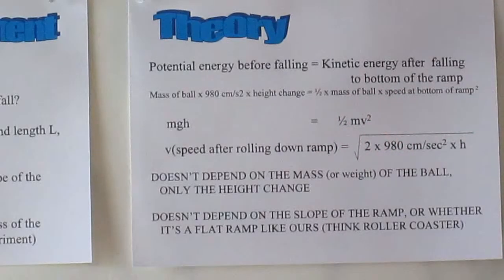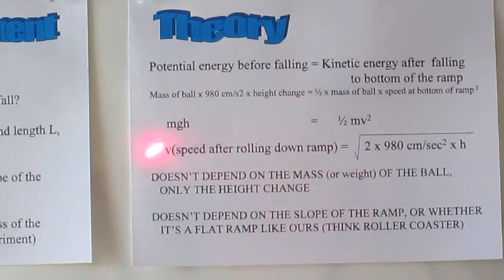Now, if you do the algebra, which you also haven't gotten yet, and solve that equation, you can find out what that v is in terms of the other variables in the equation, and it's just equal to the square root of 2 times g times h. 2 times 980 centimeters per second squared times h. Now, h is the difference between the height at the top of the ramp and the height where the clock turns off at the bottom of the ramp, and I'll show you the apparatus in a minute.